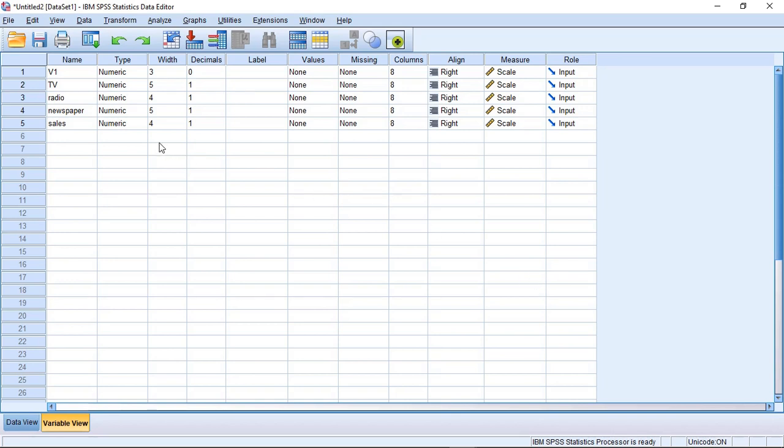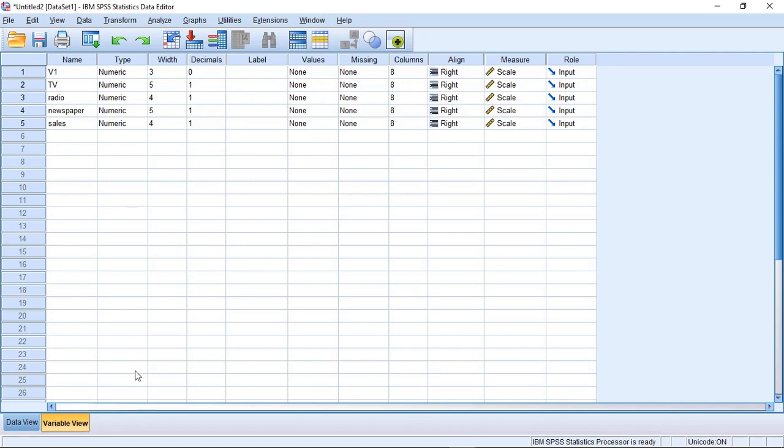So the first thing you need to do is to go to the variable view, whereby you enter the variables and the type of the variables. All the variables are numeric, with the width, the decimals, the values, and the measure. The measure is very important because when you are dealing with a multiple linear regression, all the variables must be measurable, must be numeric, right? So the first thing here is to define the variables.